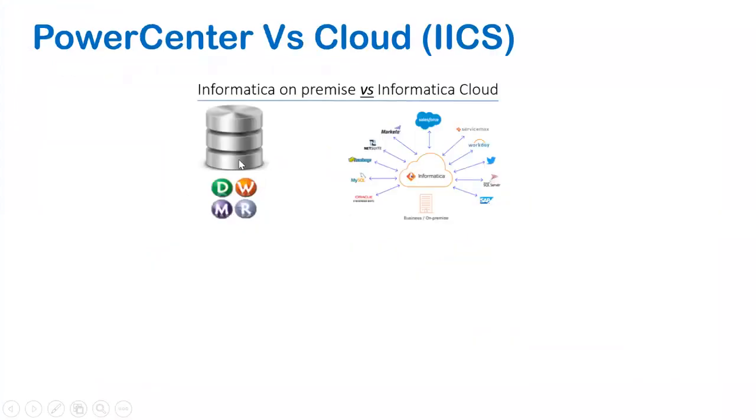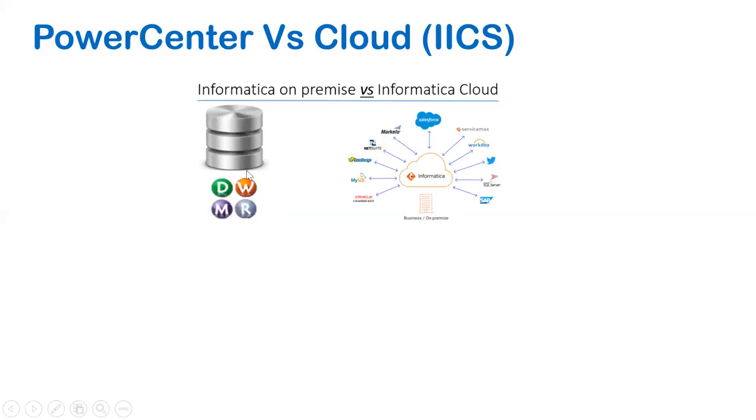I have already explained what the Informatica on-premises server is. So what is the Informatica cloud server? The on-premises server is Informatica PowerCenter. So PowerCenter is an on-premises server, right? For an organization, if you want an ETL process, you can go two ways. One is Informatica PowerCenter, the other one is Informatica Cloud.